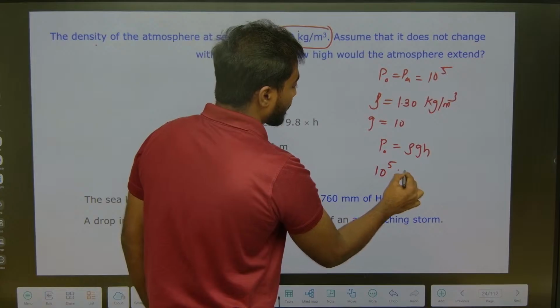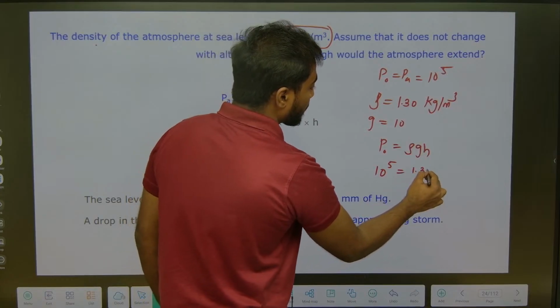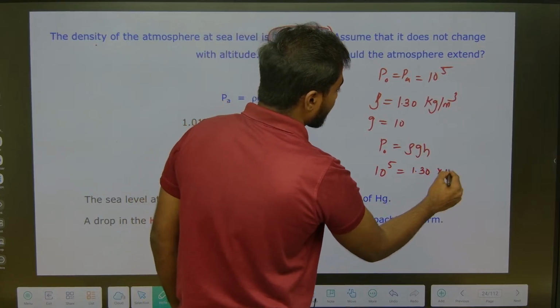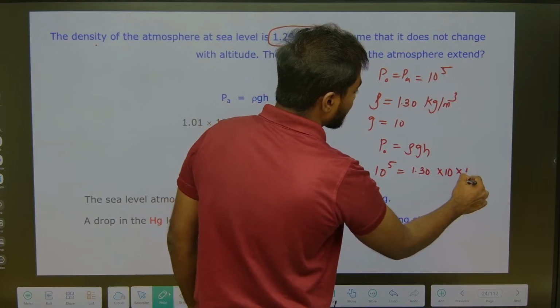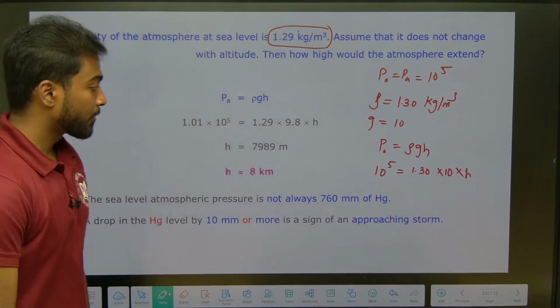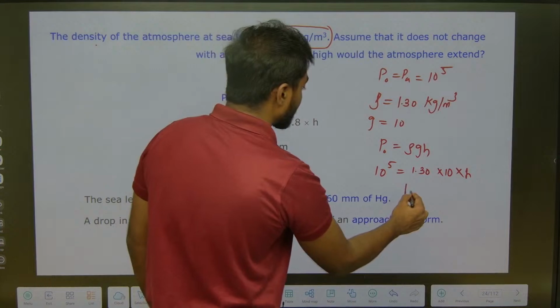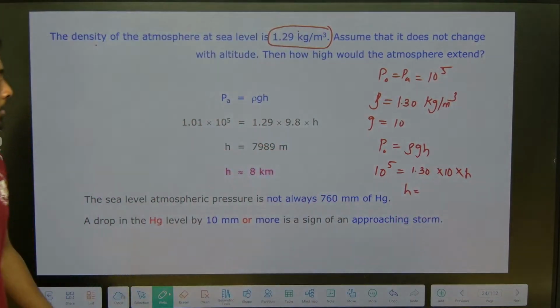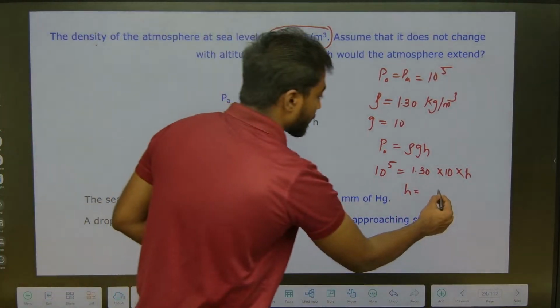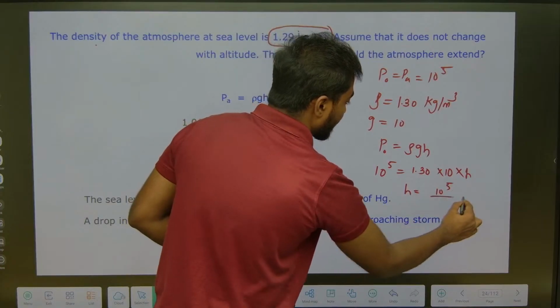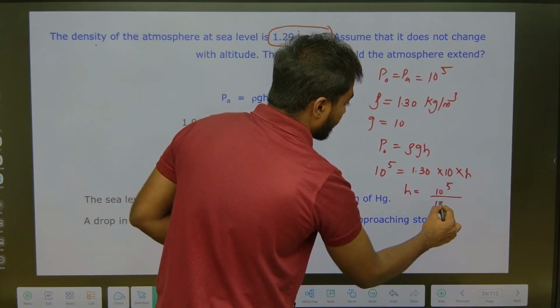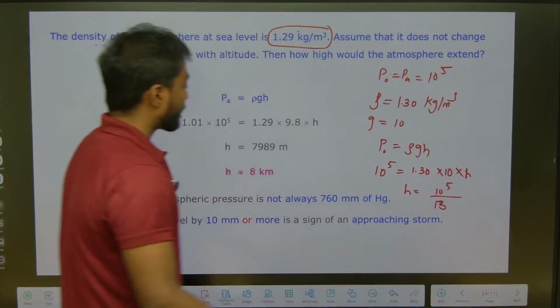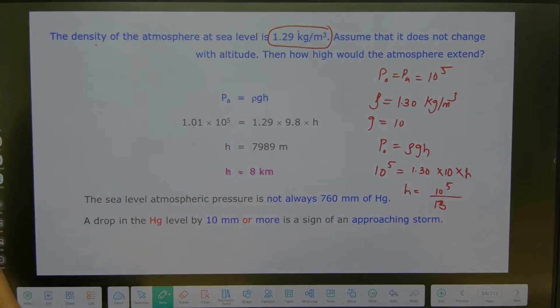10 power 5 will be equal to 1.30 into 10 into h. How much is the height? I need to find that height. So height will be 10 power 5 divided by 13. I need to get the height.